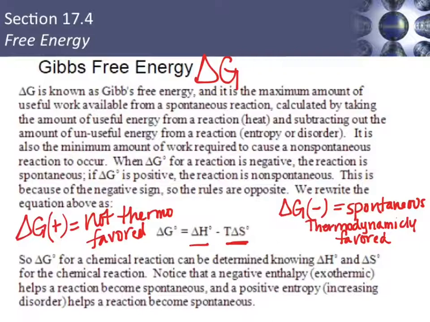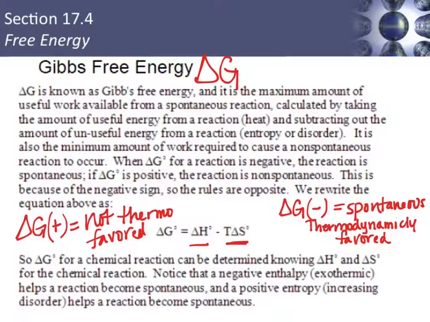If delta G is known as the maximum amount of useful work available from a spontaneous reaction, can it not be non-spontaneous? Yeah, you can have a non-spontaneous one. So you have your energy from the heat, and what we're going to do is subtract out our unuseful energy, which is the entropy. We take that out, and that tells me how much free energy, how much energy is there that is useful.